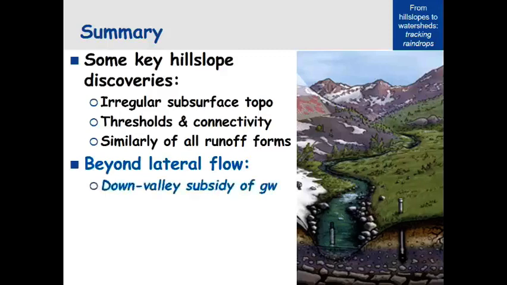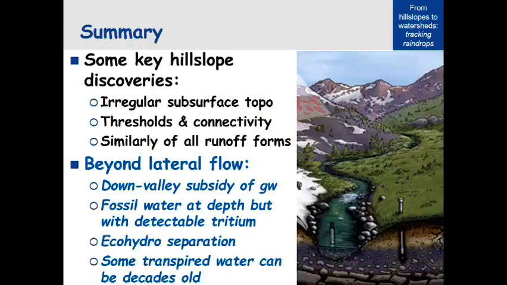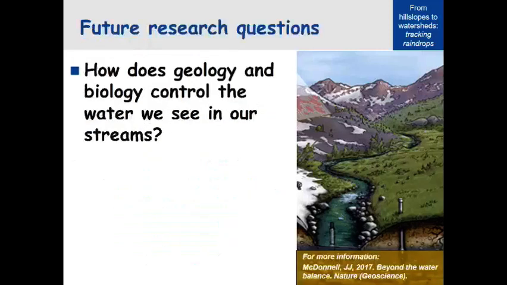Beyond lateral flow, kind of going deeper, we're seeing down valley subsidy of groundwater. We're finding a lot of fossil water at depth, and for groundwater hydrologists maybe that's not so surprising, but for a hill slope hydrologist it's shocking how old it gets quickly with depth. And then understanding that connection to both streams and transpired water, I think, is something that's really an exciting area of research. And I'll just end with maybe some future questions.